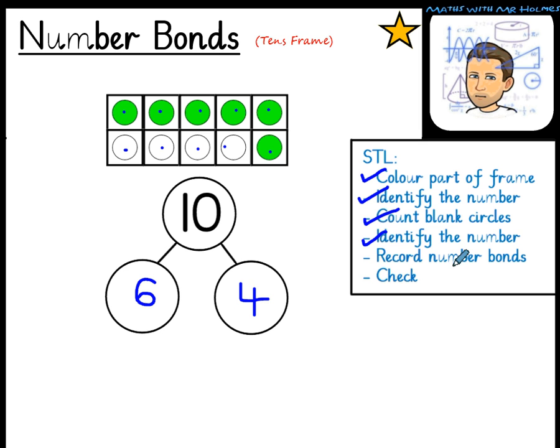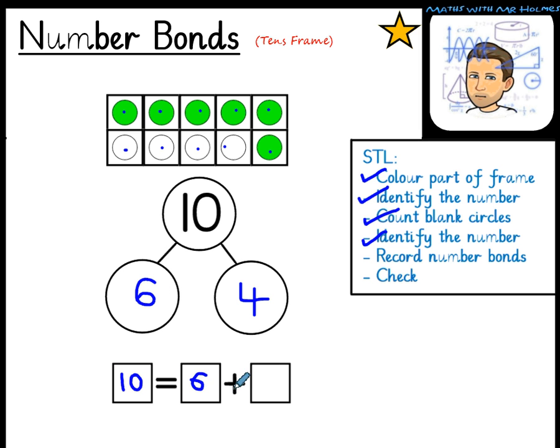And then we're going to record our number bonds. However, I said it was a bit of a challenge, so this time we're going to write the answer first, the total. We can use our whole part model to help us. 10 equals 6 add 4. So the answer's first instead of last. And of course, we'll check using our tens frame, our whole part model, or running through our steps of learning.